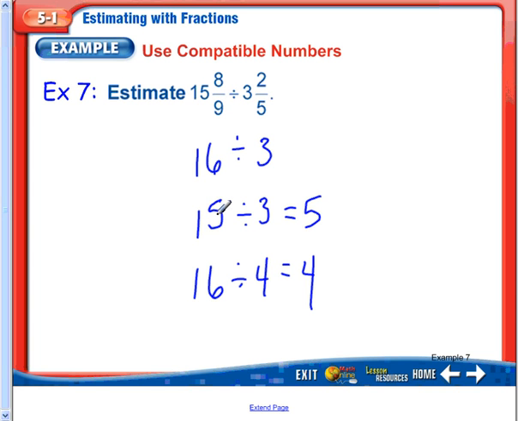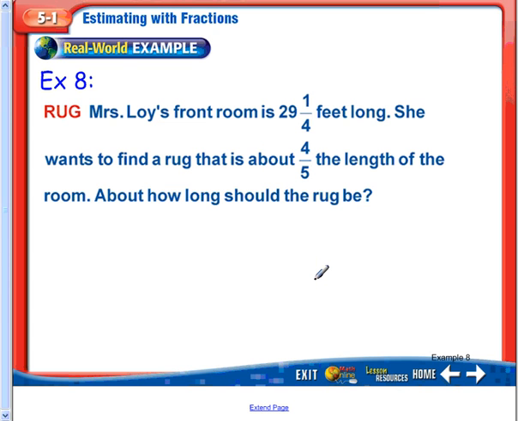So we're either going to make 15 8/9, bring it all the way down to 15, and then divide by 3 to get about 5. But in this problem, it might be better for us to actually go from 15 and 8/9 to 16, because 15 and 8/9 is really close to 16. And since we actually have more than 3 here, we have 3 and 2/5, we can bring that up to 4, and probably 4 is a closer estimate here to our actual answer.